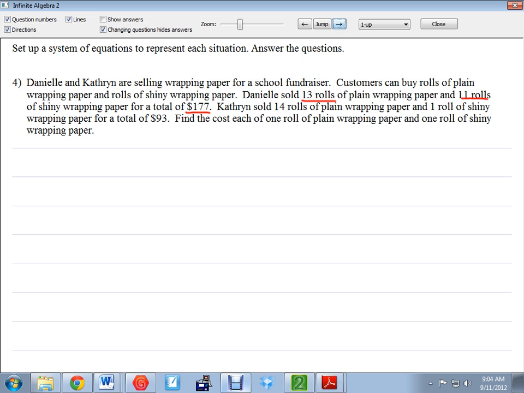So if we were going to write an equation to represent this situation, we'd have 13 rolls of plain paper, and then 11 rolls of shiny paper is equal to $177. That's how much she got. Catherine sold 14 rolls of plain paper, which is 14p, and then 1 roll of shiny paper, apparently it wasn't as popular with her, is equal to, and she made a total of $93. So Catherine was not as productive as Danielle was in this wrapping paper fundraiser.